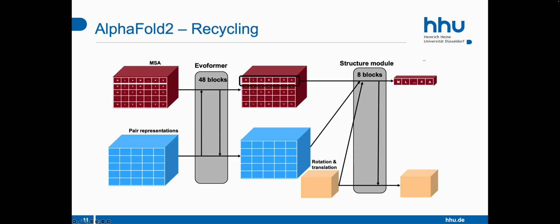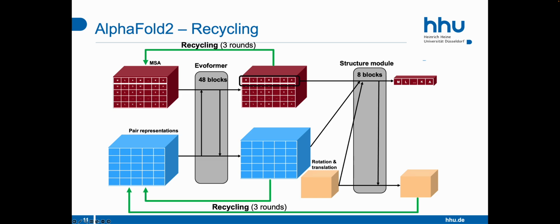The initial MSA embeddings are updated using the updated MSA embeddings. And further, the initial pair representations are updated using the translational and rotational embeddings, as well as the updated pair representations. This makes sense because we will then be able to better integrate the information into the initial pair representation about which amino acids are close to each other.